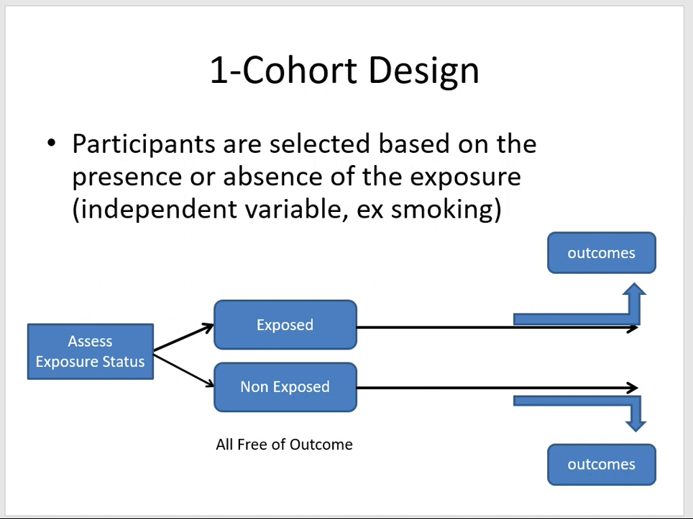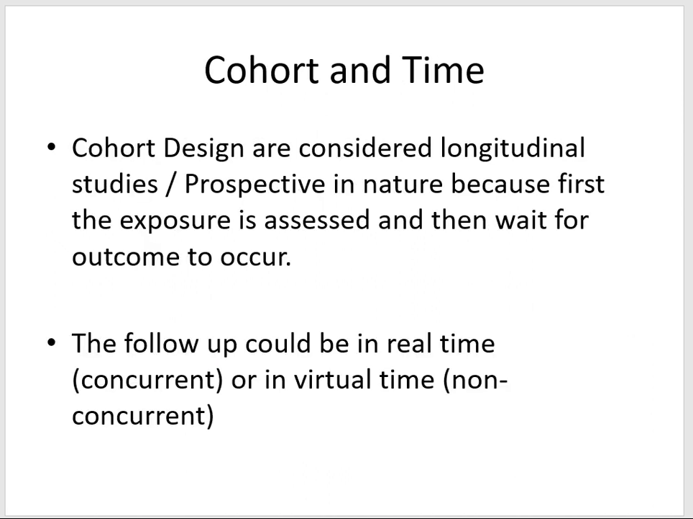Or because I started up, the selection is based on whether or not they're exposed, not whether or not they have the outcome. In fact, no one should have the outcome at the beginning of the study. So cohort, as I said, is prospective, is longitudinal in time. However, there are two types of cohorts. Both of them are prospective, both of them are longitudinal, both of them start with exposure, and then they look at the outcome after some time has passed.